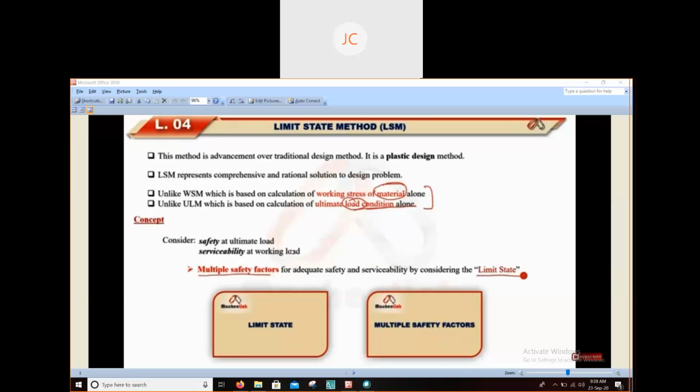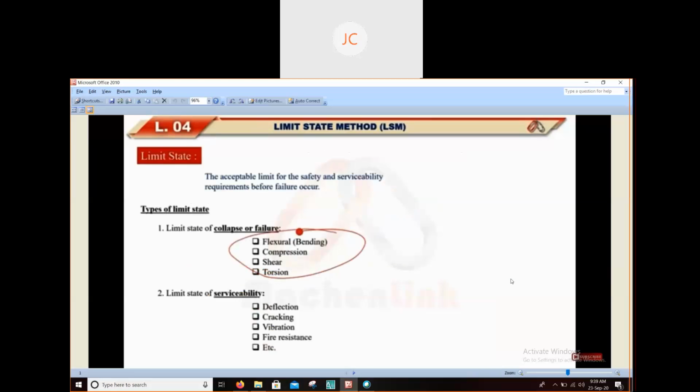So in the limit state method, we will consider multiple safety factors for adequate safety and serviceability by considering the limit state. Limit state means maximum ultimate load condition. Next, we will see how we will consider these multiple safety factors in the later part. I will show you now.